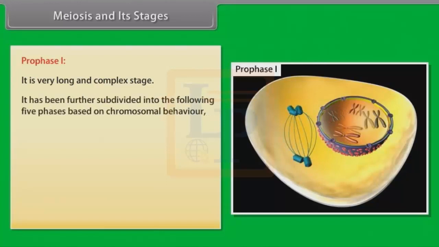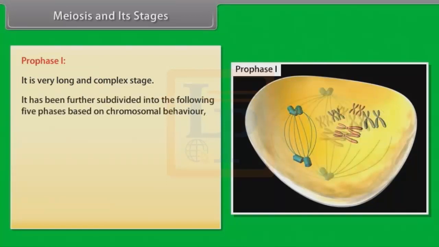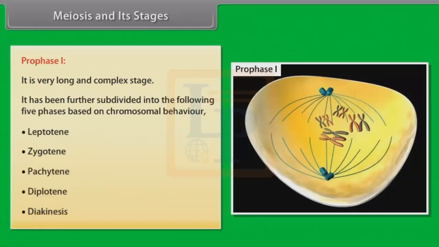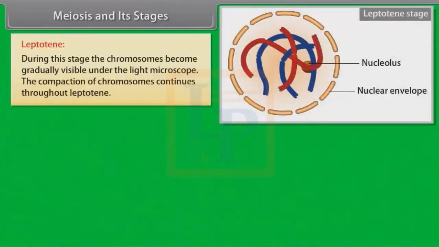It has been further subdivided into the following 5 phases based on chromosomal behavior, that is leptotene, zygotene, pachytene, diplotene, and diakinesis. During the leptotene stage, the chromosomes become gradually visible under the light microscope. The compaction of chromosomes continues throughout leptotene.